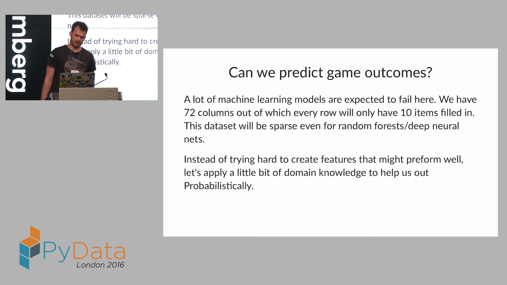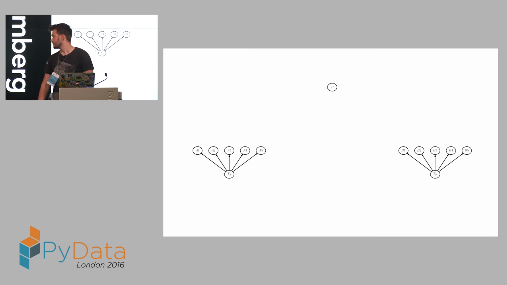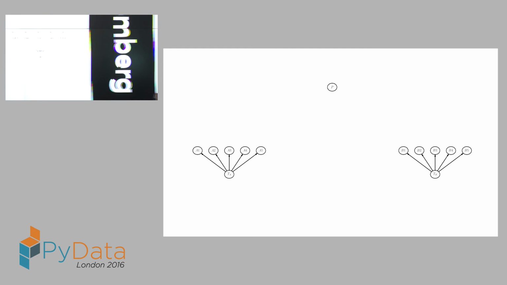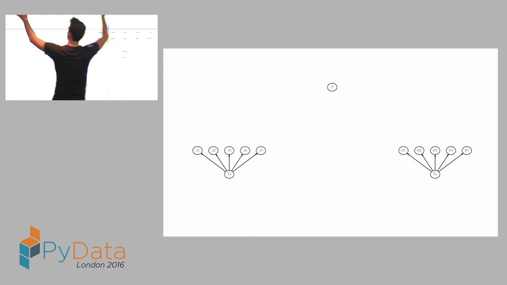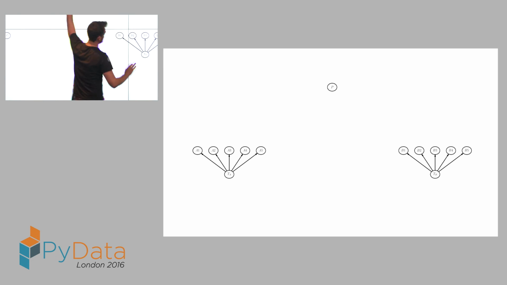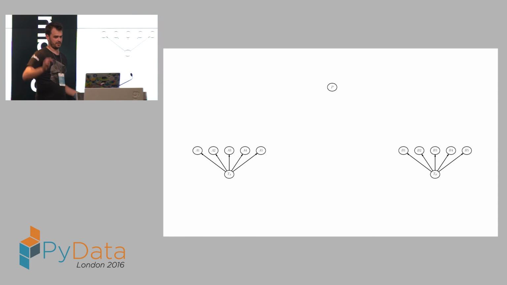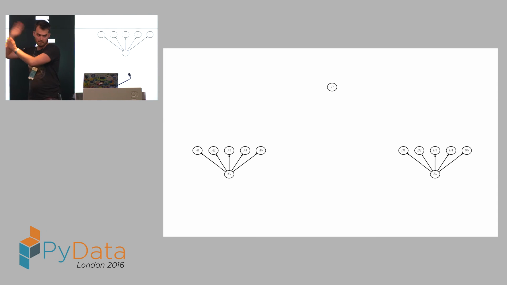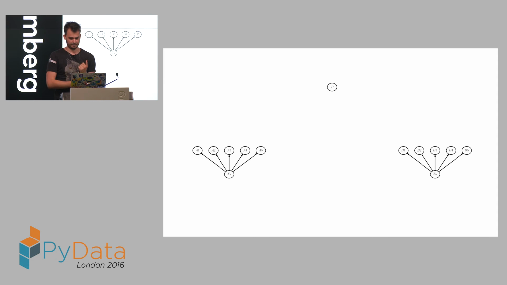So instead of trying hard to create features that might perform well in this case, because we might be able to extract some manually, let's see if we can use a little bit of domain knowledge to help us out probabilistically instead. So this is team B, this is team A, and whatever I'm doing in the middle, we need to have some features that go to P. P is some form of prediction algorithm, and I want to generate some form of features here.